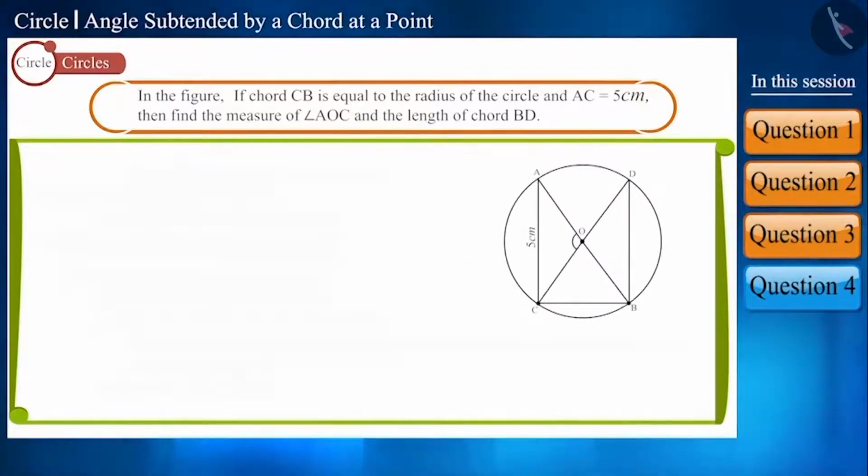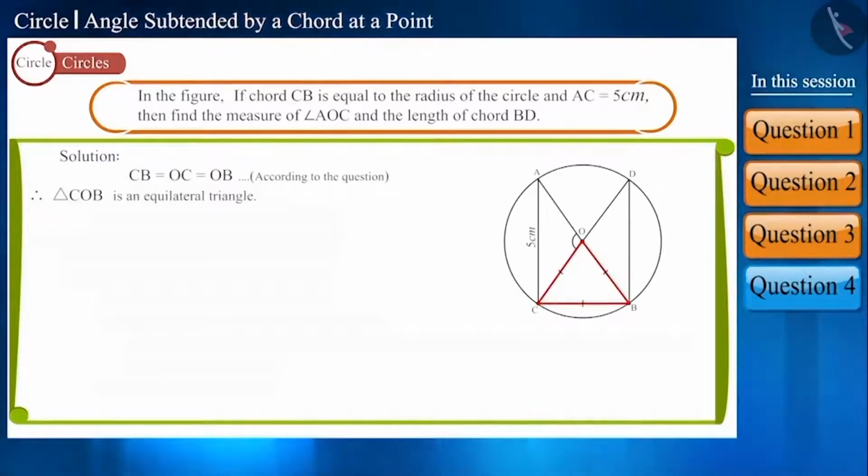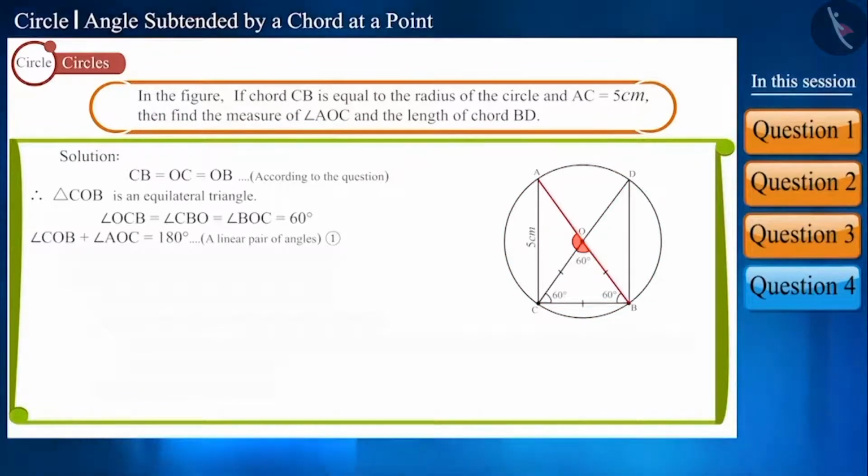Friends, we are given that chord CB is equal to the radius of the circle. So, triangle COB will be an equilateral triangle whose three angles measure 60 degrees. In this way, we get the measure of angle COB as 60 degrees. According to the figure, these two angles make a linear pair of angles. Thus, by placing the measure of angle COB, we get the measure of angle AOC as 120 degrees.